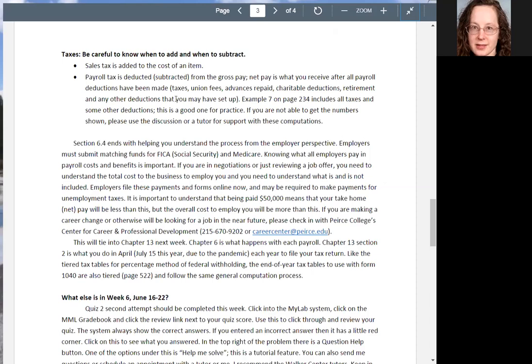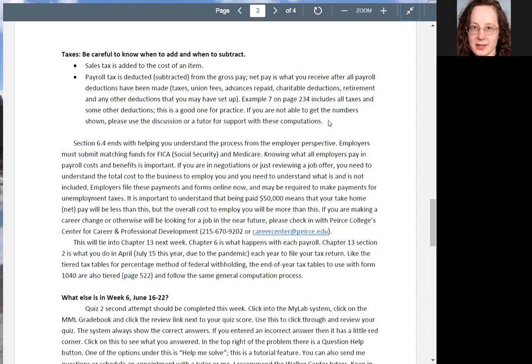That's that take-home pay. Net pay is what you receive after all payroll deductions have been made. Payroll deductions could be taxes. They could be union fees. If you had an advance prior to the payroll, then you could be repaying the advance. Charitable deductions, retirement, and any other deductions that you may have set up, like a direct pay to your savings account, and then the rest goes to checking, something along those lines.